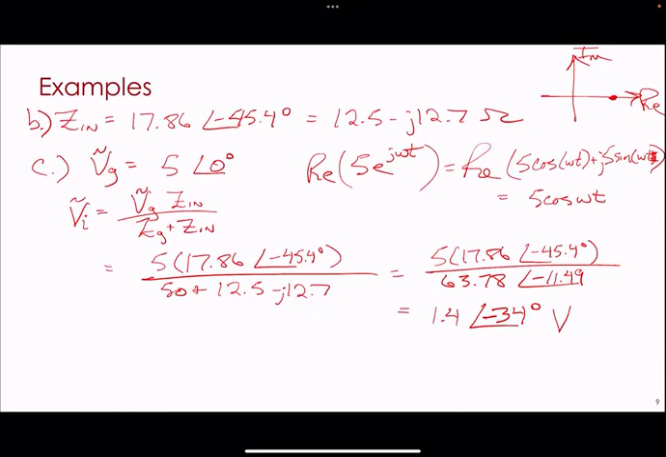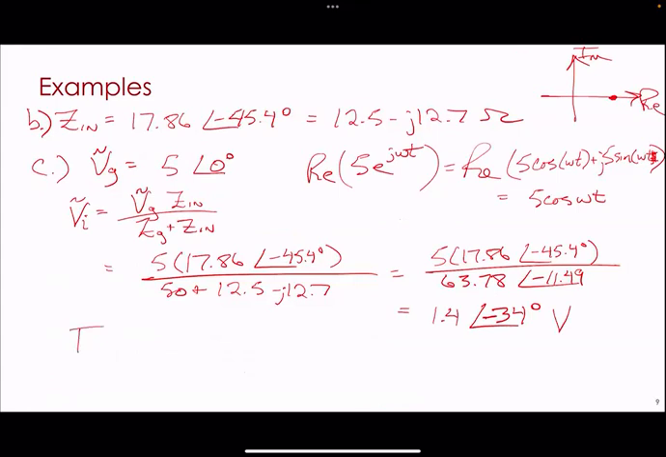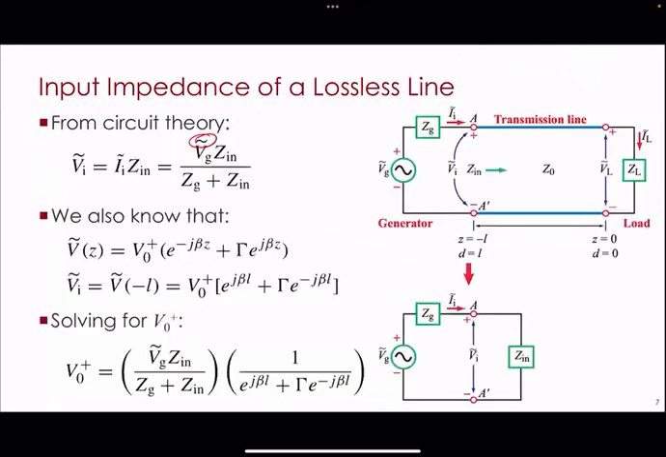So really the trickiest part of this one, I think, was the VG. Any questions about this one? Okay, last part. We also wanted the input current I tilde. I tilde, we're just in circuit land here. Like I'll come back here and we can just use this if we want to.